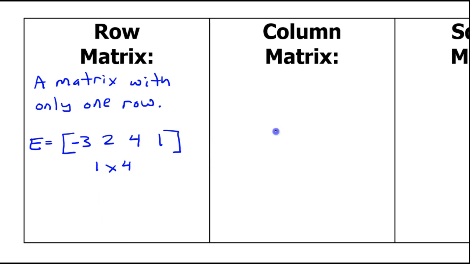Okay, so you could probably guess what a column matrix is based on how I defined a row matrix. And you'd be right. A column matrix is a matrix with only one column.